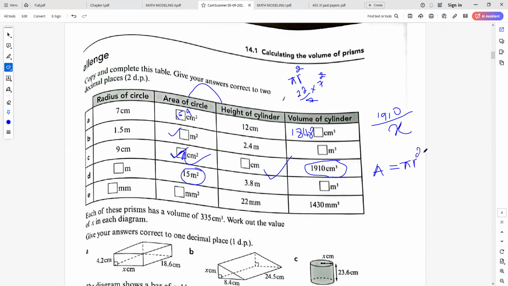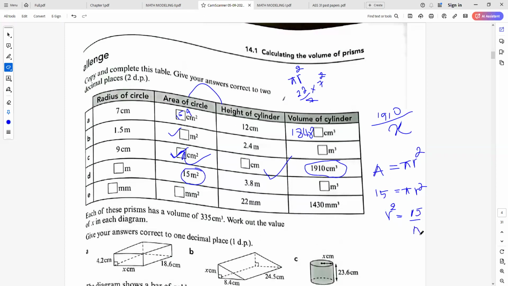A is equal to pi r squared. Now what you have to do is, A is given as 15 meters squared. So let's substitute pi, then r squared. Now we should know r, right? So r squared is equal to 15 divided by pi.